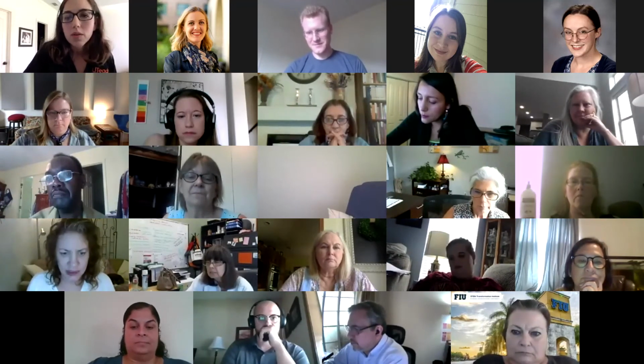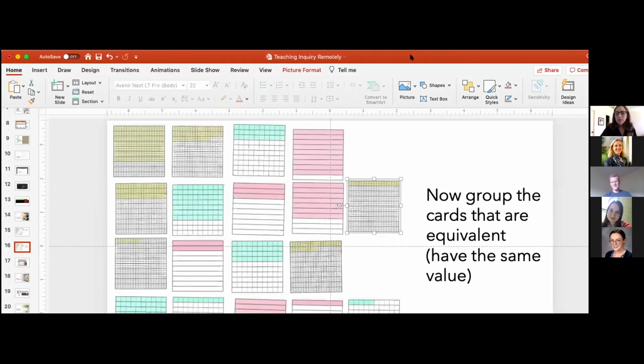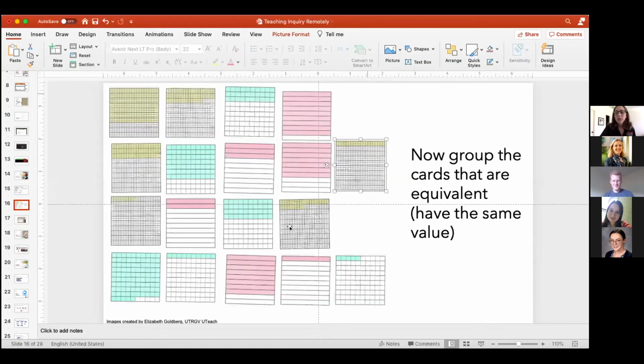So let's talk a little bit about using these manipulatives. From here, I could have the students sort on their own, and then the next task could be, okay, go back to your cards and now sort by equivalent value. And they could go back and do that second task. But in the chat box, I want you to type real fast: what is the advantage of doing manipulatives like this?